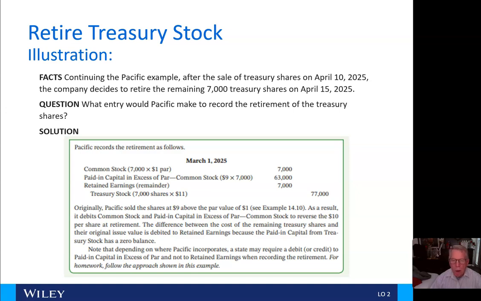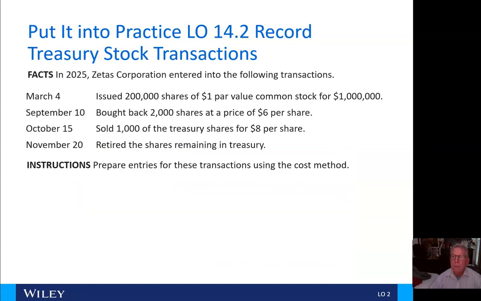For homework, sometimes though, depending on where a company incorporates, a state might require a debit or credit to paid in capital in excess of par and not to retained earnings when recording that retirement. But for our homework, let's use the approach we show here in this example.